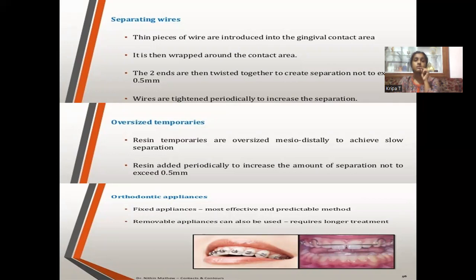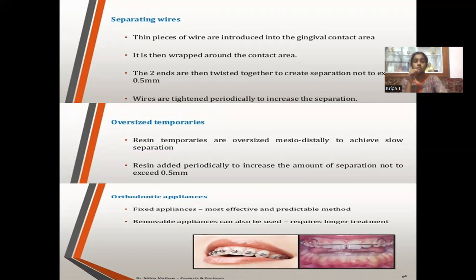Separating wires: thin pieces of wire are introduced across the contact area, wrapped around it, and the ends are twisted to create a separation without exceeding the physiologic limit of periodontal ligament space. Tighten the wires periodically until adequate separation is obtained.